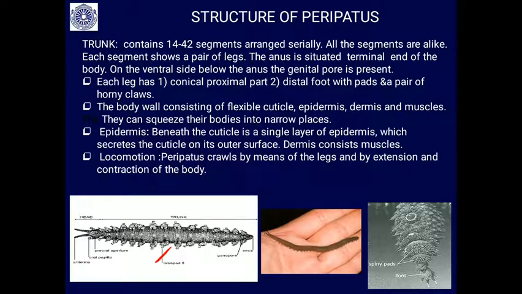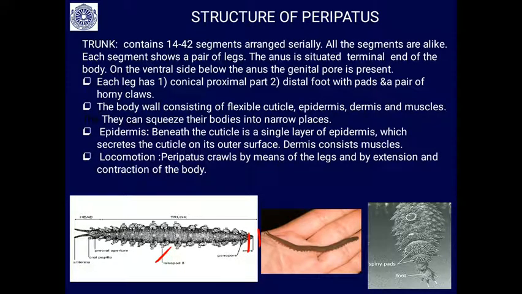The anus is situated in the terminal position. You will find here the anus. This is the one, the anus in the terminal position. And just above the anus, you will find the opening of the gonophore, or else the genital opening.